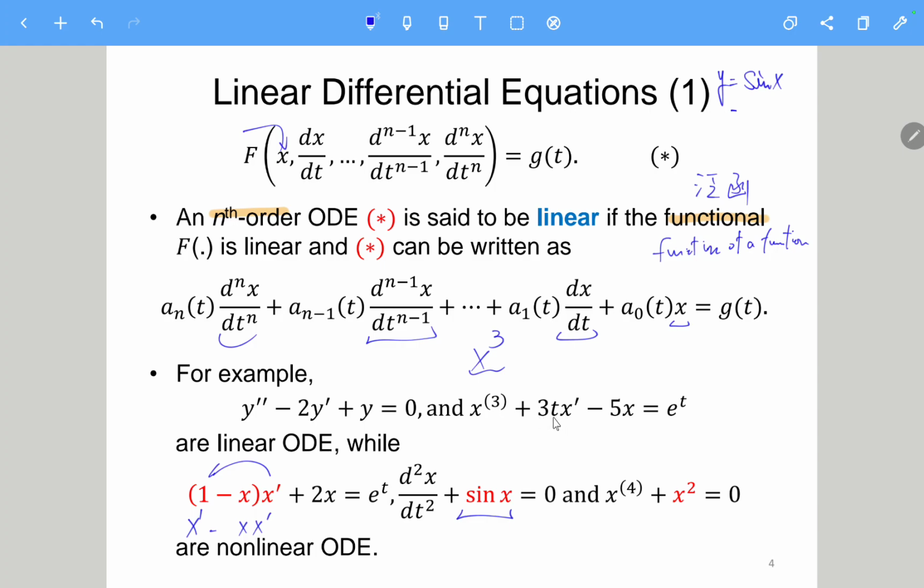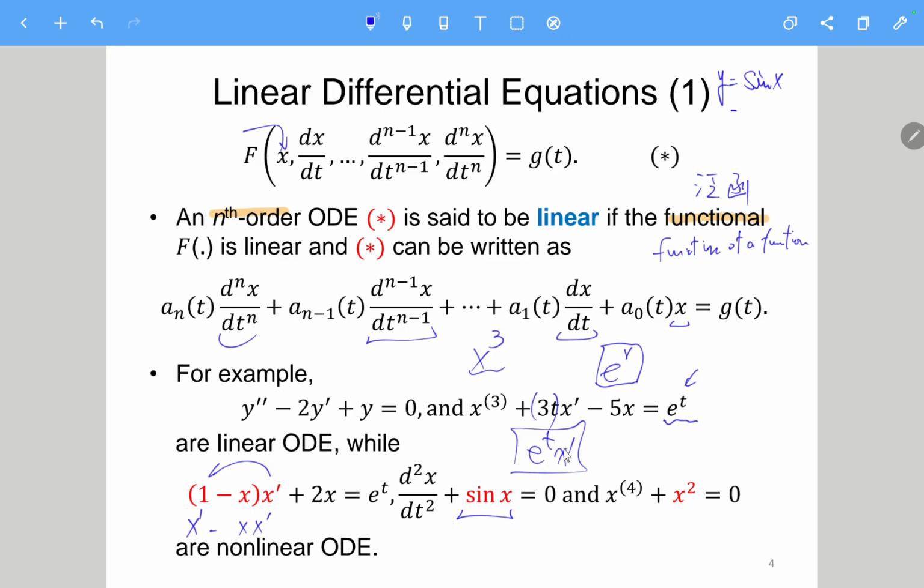And then here we have a 3t. This is a function of the independent variable. And then this is the unknown function, and its first derivative, this is linear. Of course, exponential of t is nonlinear, but this is only related to the independent variable. If it is exponential of x, then this is not linear. Here we only consider the left-hand side, the part related to the unknown variable. Just in case, if it is exponential of t times x prime, then we still regard it as a linear differential equation.